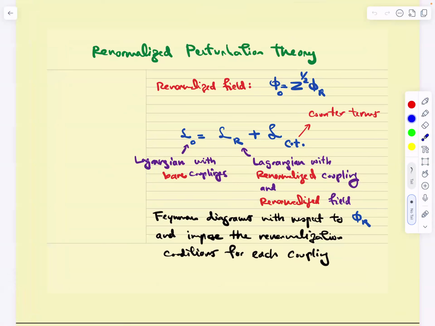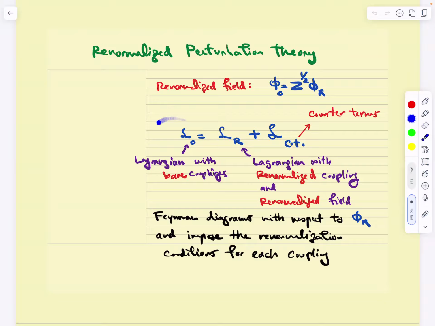We talked about renormalized perturbation theory. The starting point was that there is a bare field phi naught. We're going to introduce a renormalized field phi r, which is related to phi naught by some factor Z to the half. We refer to this Z as the wave function renormalization for the scalar field phi. For every field in your action, you'll have a corresponding Z parameter. Good?